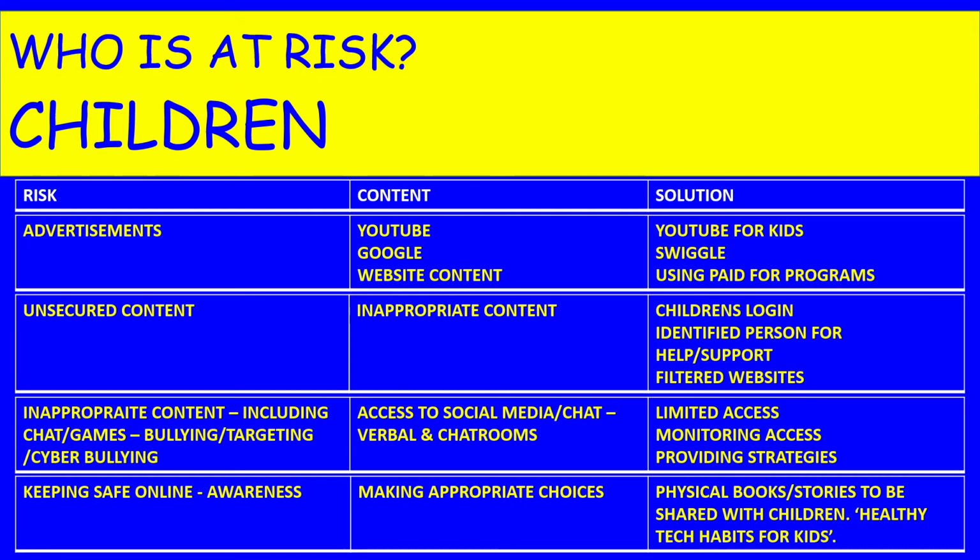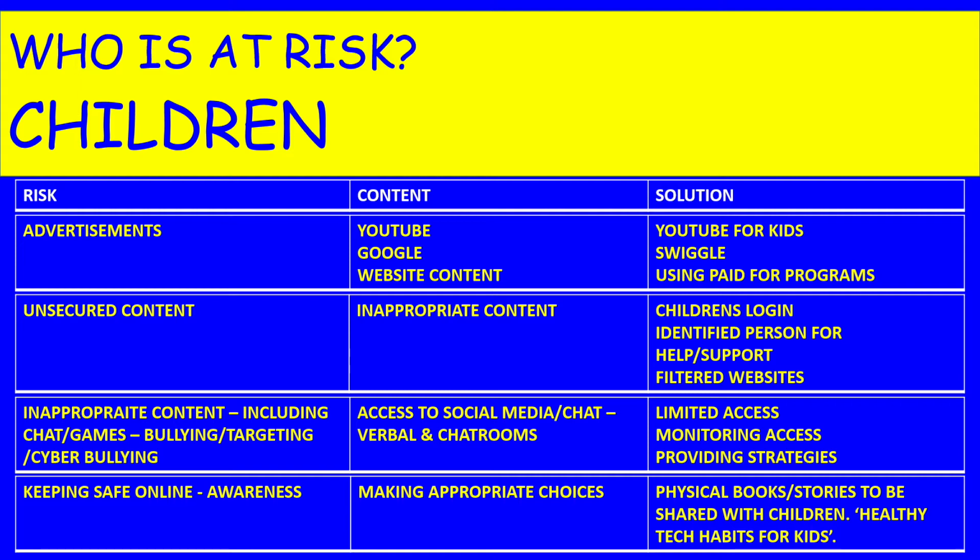So to start off with, we're going to look at who's at risk and start with our children. So what is the risk to our children? Right, well, the number one risk to our children, I feel, is advertisements. I have two children at home and they are constantly bombarded by advertisements, whether it's on the TV, whether it's online, whether it's walking down the street. There's advertisements on the sides of buses, they're everywhere. And I'm sure you all are aware of the impact that advertisements can have on ourselves, not only children.